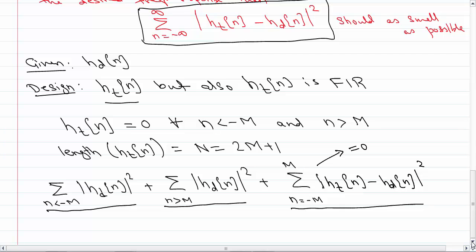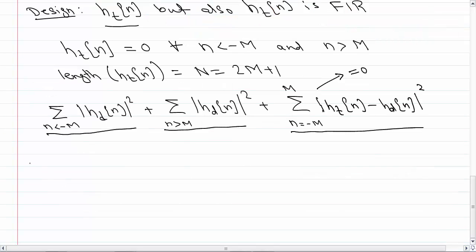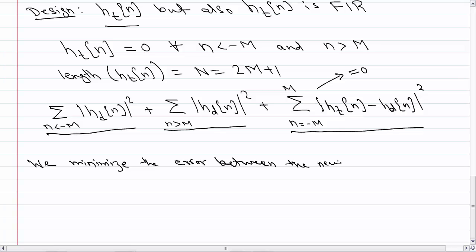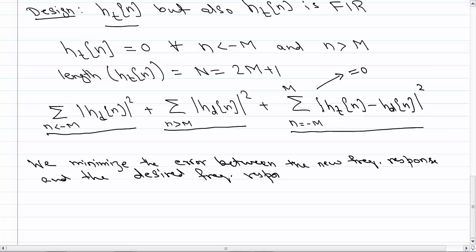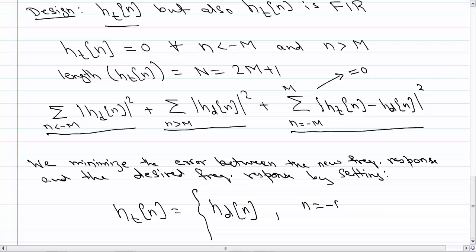So then the design criteria becomes that we minimize the error between the new frequency response and the desired frequency response by setting h_t[n] equal to h_d[n] for n from minus M to M and 0 otherwise.